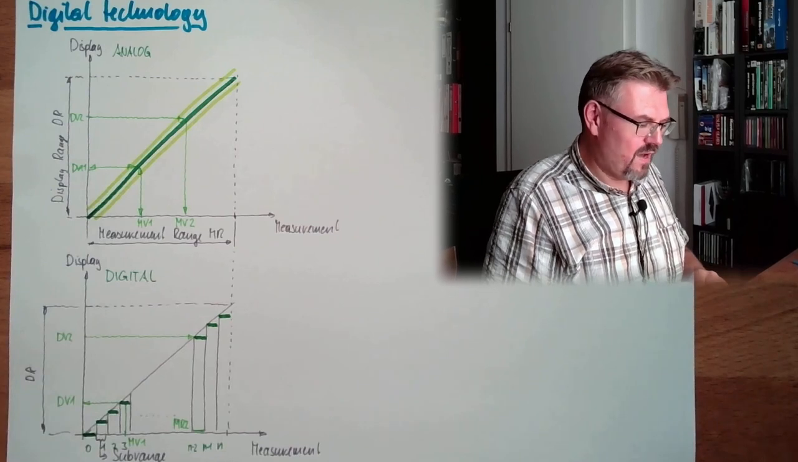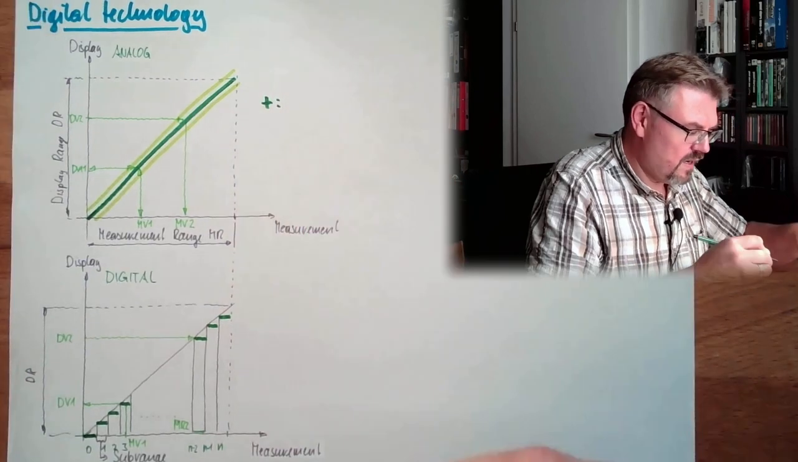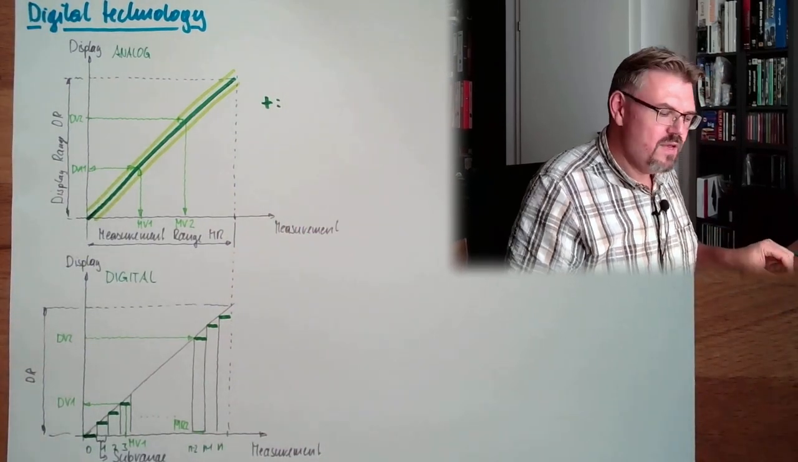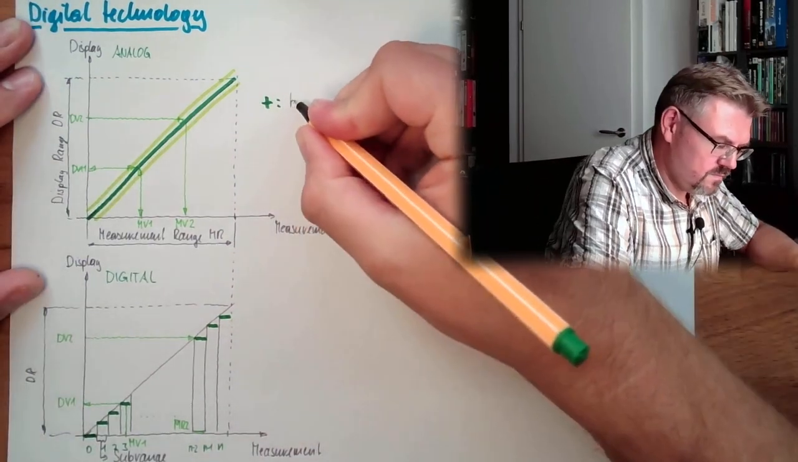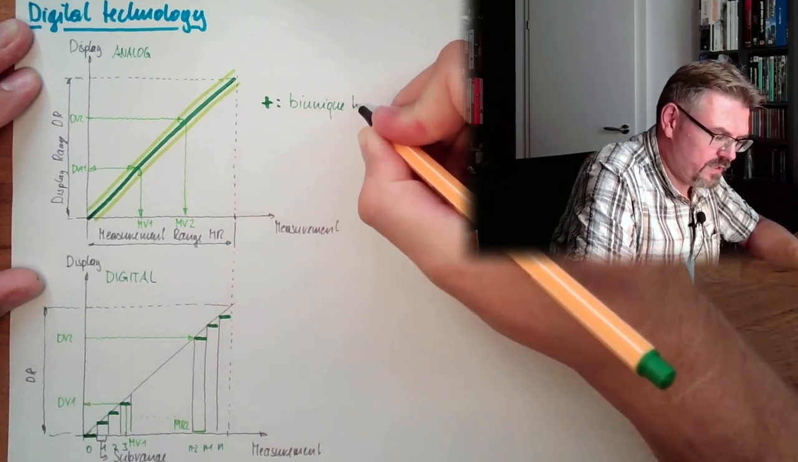So what are the up and downsides? The upsides of the analog world, plus, is for sure the bionic translation.